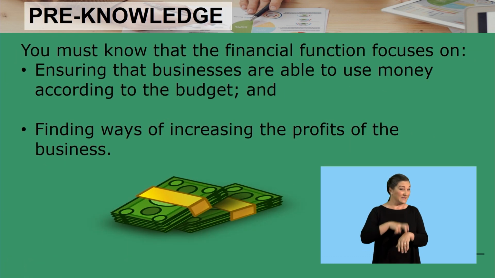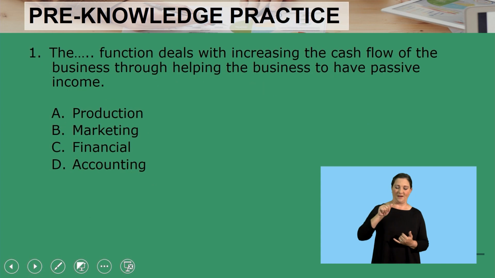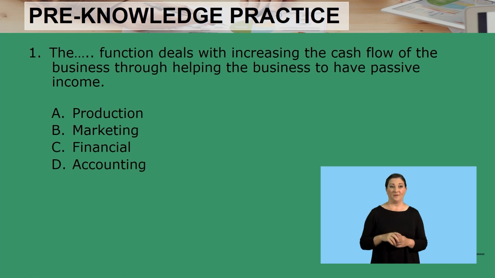Then, pre-knowledge. You must know that the financial function focuses on ensuring that businesses use money according to the budget, and find ways of increasing the profits of the business through passive income, which would happen via investment. Then, pre-knowledge practice. This is a multiple choice question. It is read in the following way: the function deals with increasing the cash flow of the business through helping the business to have passive income.